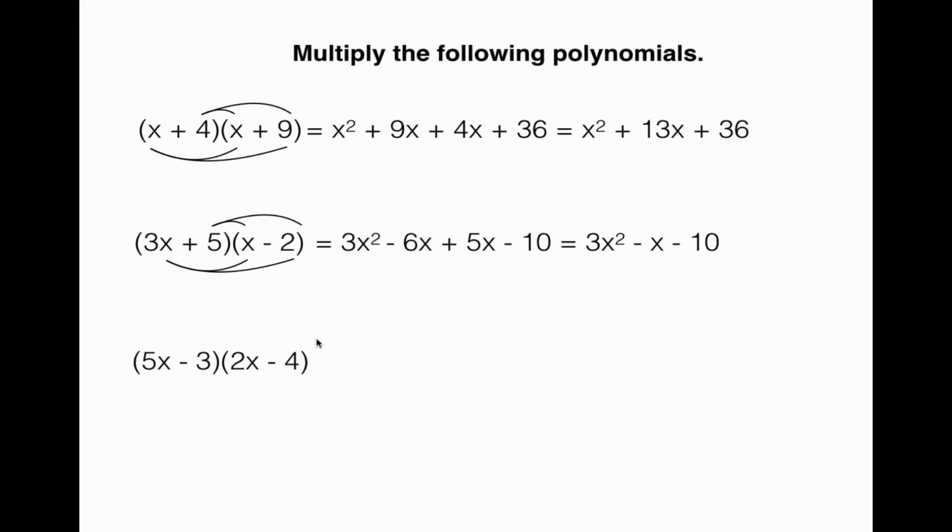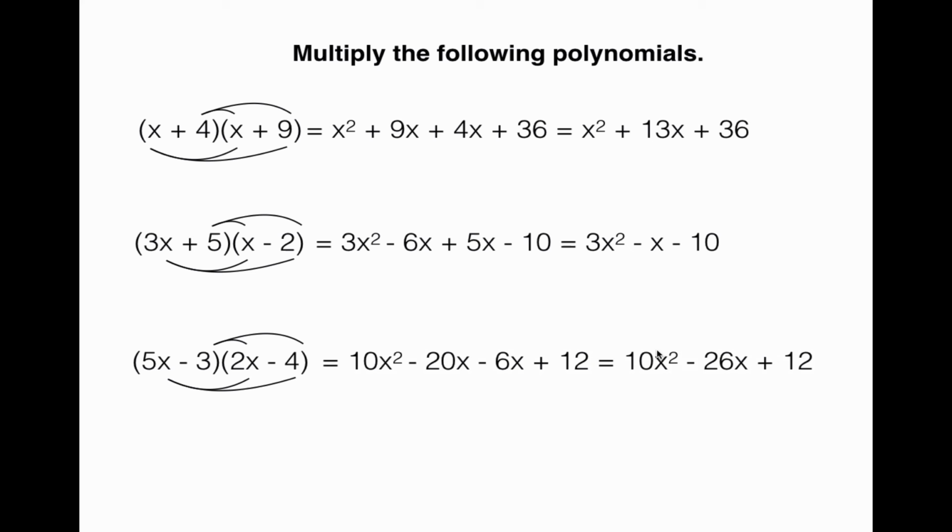And finally, 5x minus 3 times 2x minus 4. After distributing, we get 10x squared minus 26x plus 12.